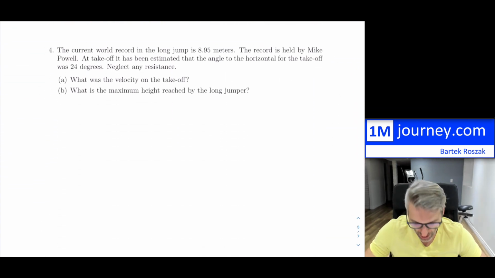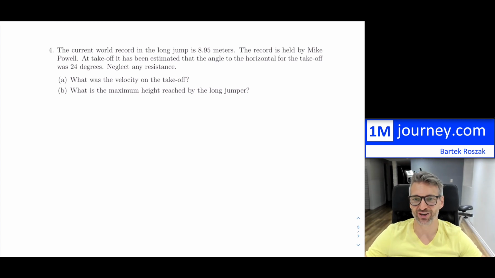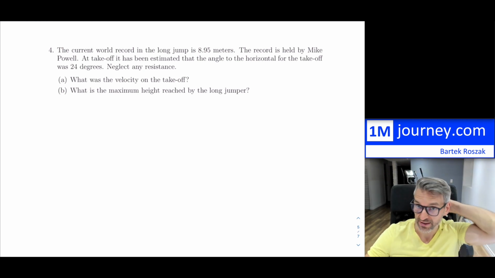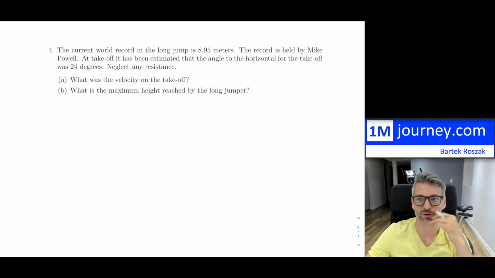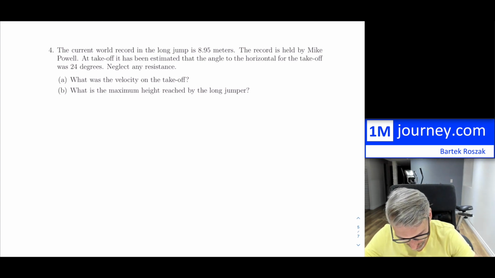Here is a word problem. This is question number 4 on this test. It was definitely very hard when I was making this question up. This is the current world record in the long jump, and it's 8.95 meters, which is crazy how far that is. Mike Powell set this in the very early 90s, and it has stood ever since. So it's been way over 30 years, I believe, at least as of making this video.